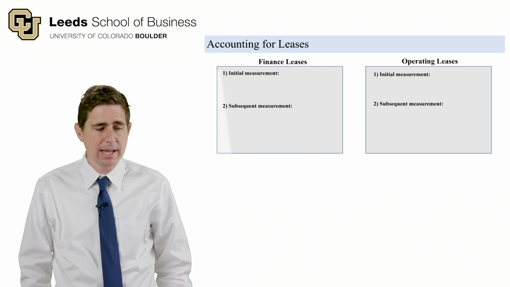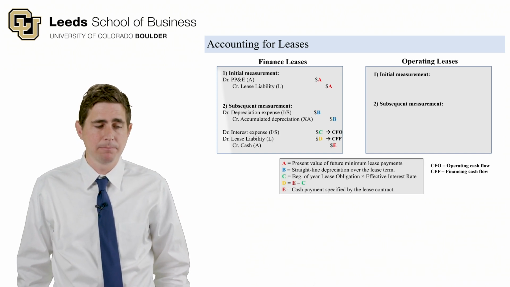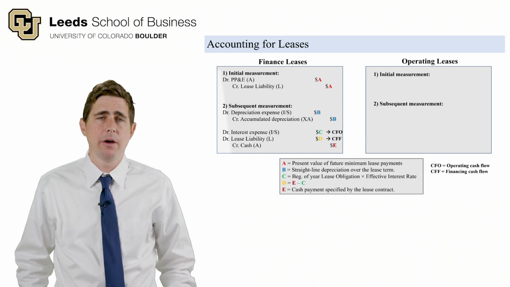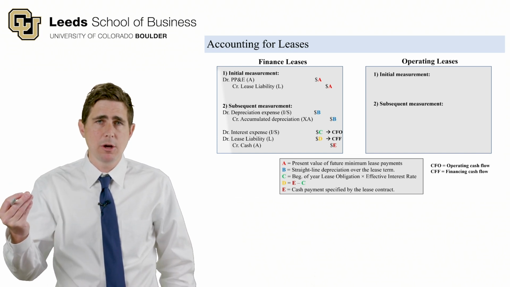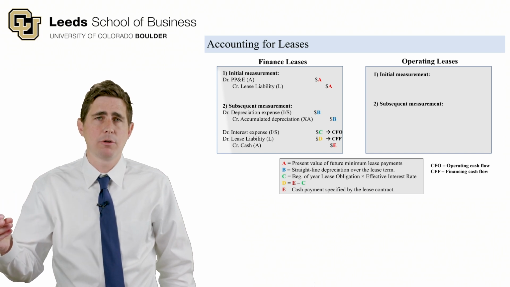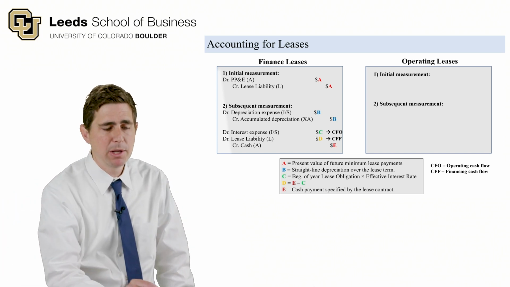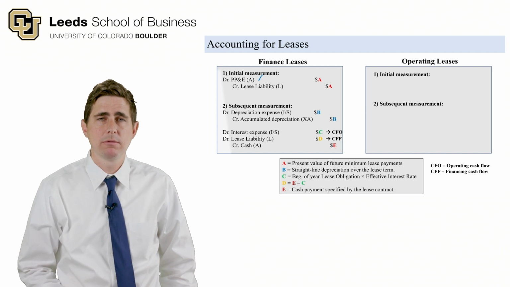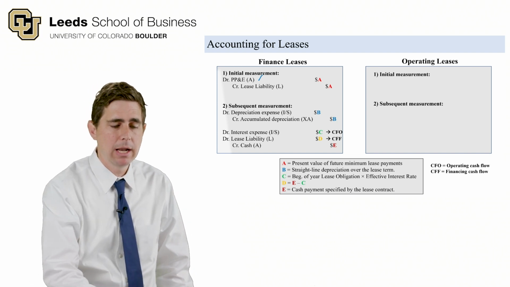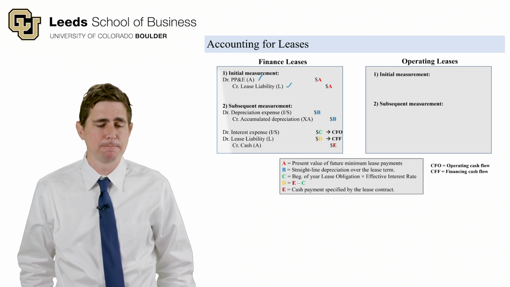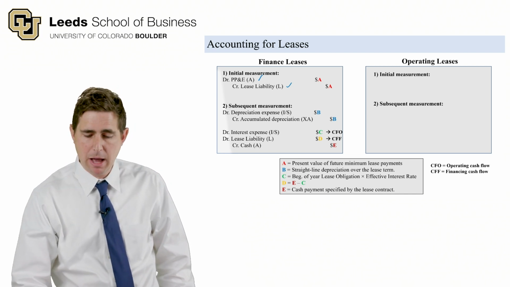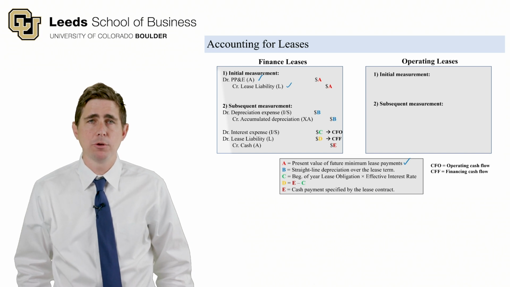So we'll start with finance leases, so I'll reveal everything here. At the inception of the lease, the initial measurement, the company receives the right to use the airplane in exchange for the agreement to make payments. The company will record an asset on their balance sheet for that right to use the airplane, and a liability which represents the obligation to make future lease payments. And that amount will be equal to the present value of the future minimum lease payments using an effective interest rate as the discount rate.